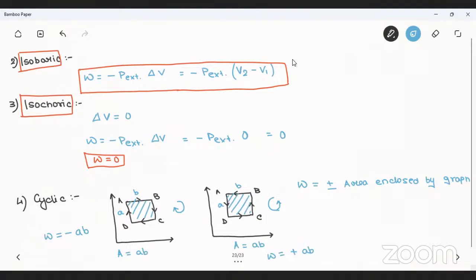Everyone respond. Is this part clear? Yes, ma'am. Yeah, this is clockwise, right? Clockwise means negative. Anti-clockwise means positive.